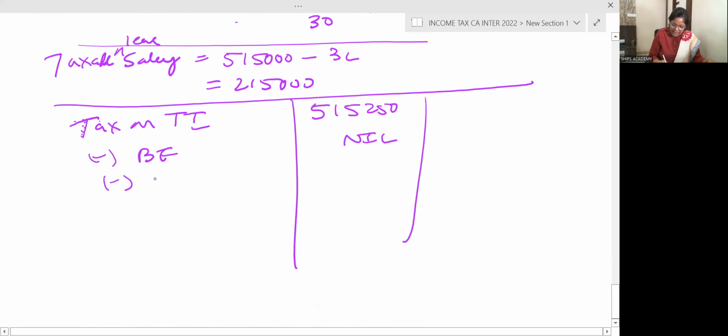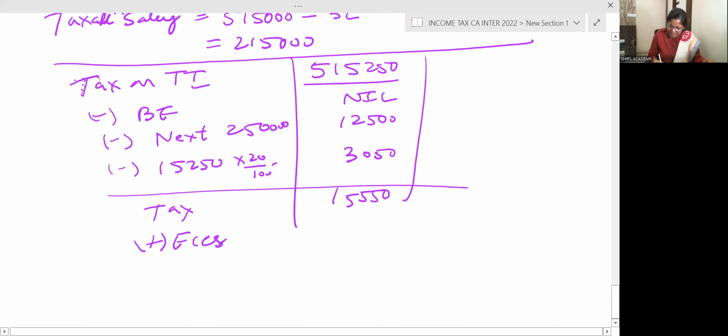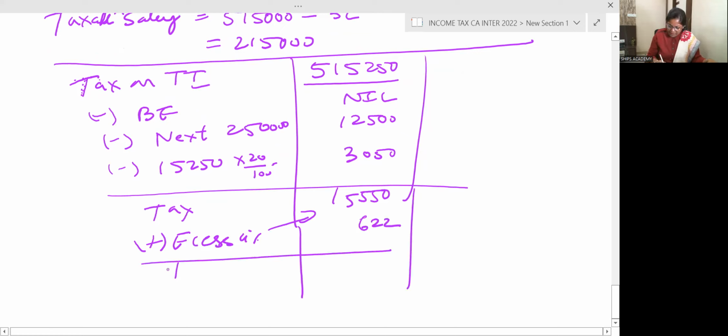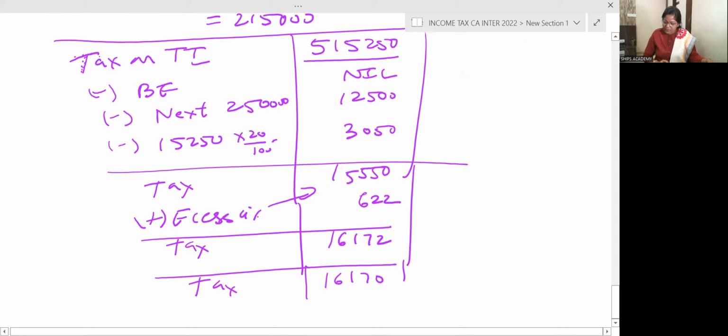Now I am not making a working note, I am calculating here itself. Next 250 at 5%. You can do it in a calculator if you are getting late. And next 15,250 at 20%. 15,250 into 20% is 3,050. So the tax plus 12,500 is 15,550. Are you all with me? Normal tax calculation. There is no special income, so there is no need to charge any special rate. And the next tax with cess is 16,172, so the tax is 16,170. Nice. This is regular income, regular tax.